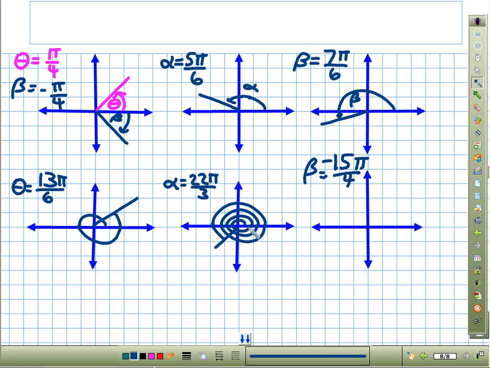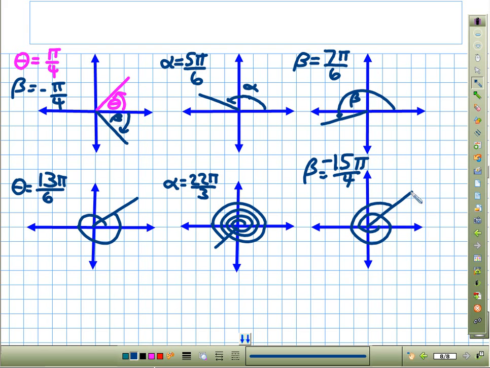Now let's look at negative 15 pi over 4. Now we know right away we're going to be going clockwise. So look, what's 15 divided by 4, quotient-wise? 3, right? Because 4 times 3 is 12. So we go 1, 2, 3. Now there's a remainder of 3, isn't there? So we go 3/4 of the way around. 3/4 is going to be over here. And there it is.